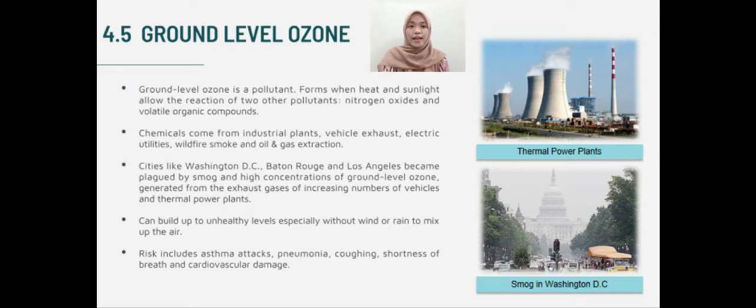Cities like Washington and Los Angeles are plagued by smog and high concentrations of ground level ozone generated from the exhaust gases of increasing numbers of vehicles and thermal power plants. As a result, it can build up to unhealthy levels, especially without wind or rain to mix up the air. The risks might include asthma attack, pneumonia, coughing, shortness of breath, and also cardiovascular damage.